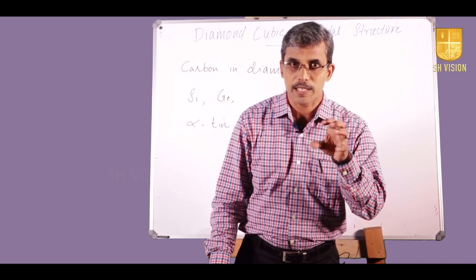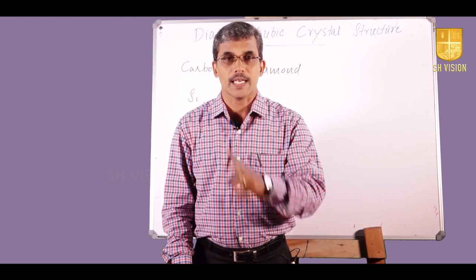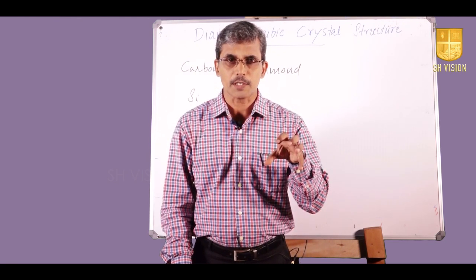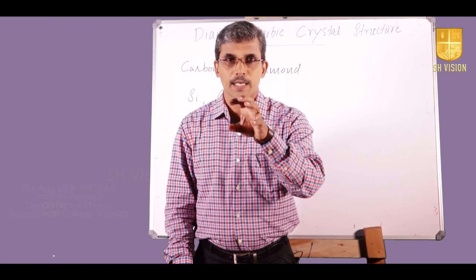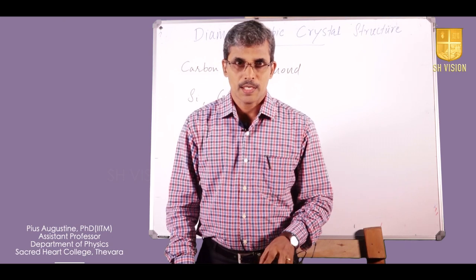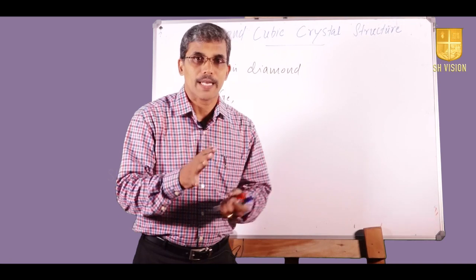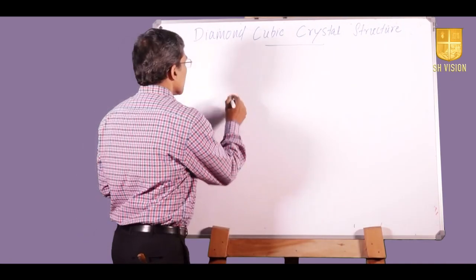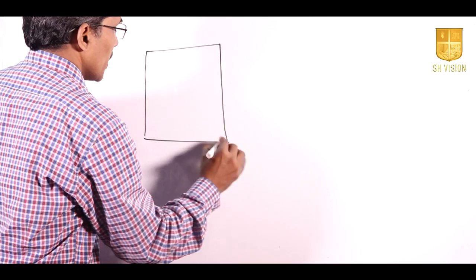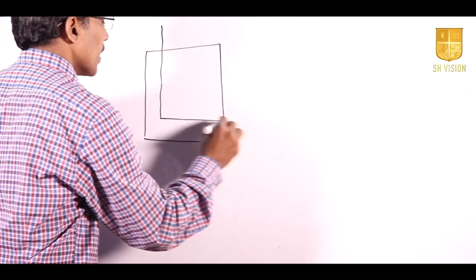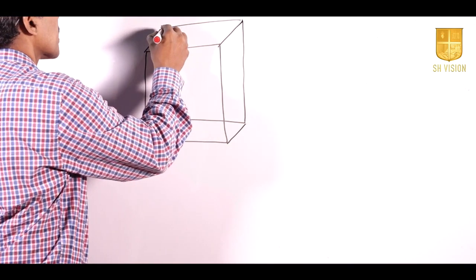So in diamond cubic crystal structure, there are 2 interpenetrating face-centered cubic Bravais lattices. One face-centered cubic Bravais lattice is pushed along the main body diagonal by 1/4, 1/4, 1/4. So let us visualize it in another way. Suppose we have 2 tightly packed cubes. Here we have one cube, and inside there is another cube which I mark in red color.